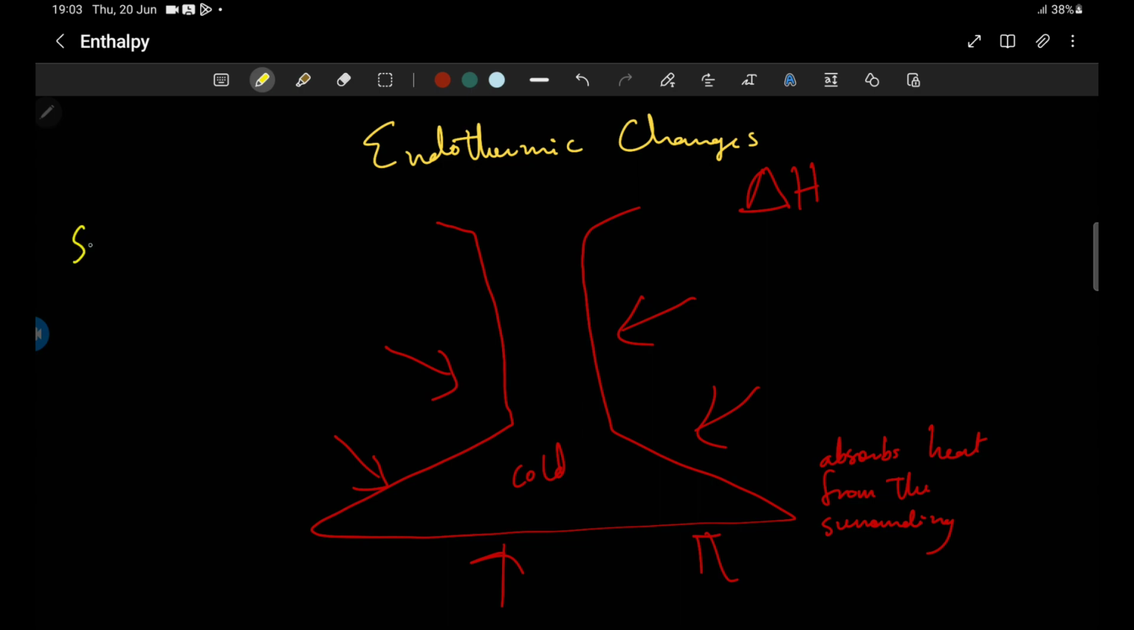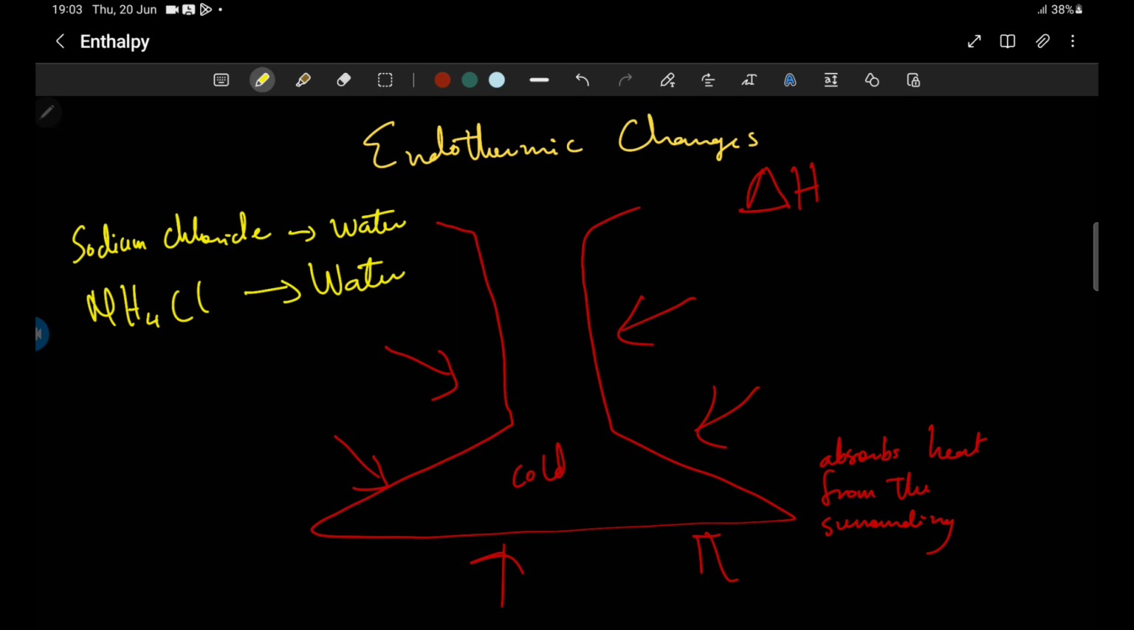When sodium chloride dissolves in water, that's an endothermic process. Or when ammonium chloride dissolves in water, that's also an endothermic process.